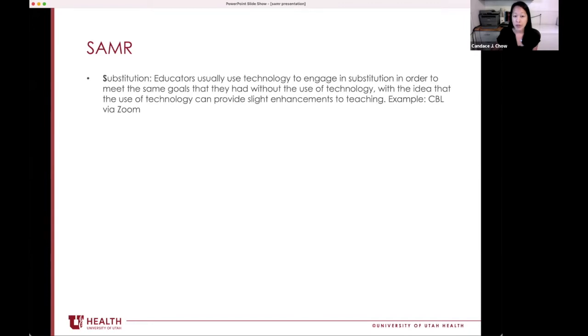So substitution really is when educators want to use technology just to meet the same goals that they were able to meet without technology. So an example of this is, in the medical school, we used Zoom to facilitate case-based learning. Students have previously been meeting in small groups with their faculty instructors in person, and the best way to facilitate that in the middle of March was just to move that into Zoom.